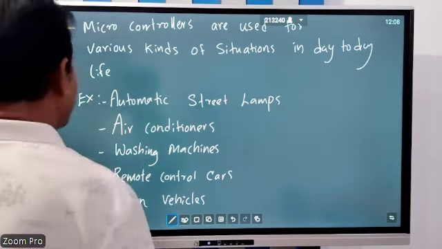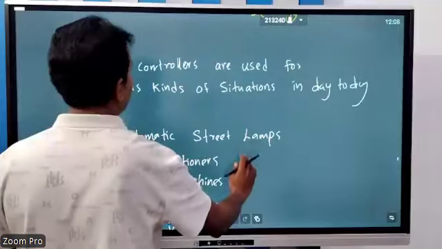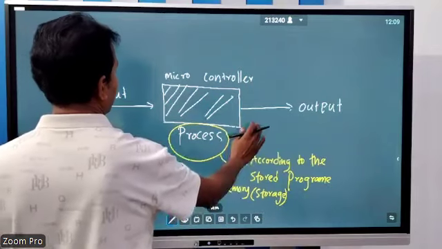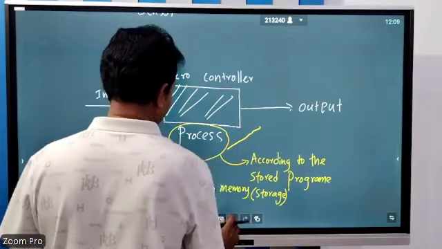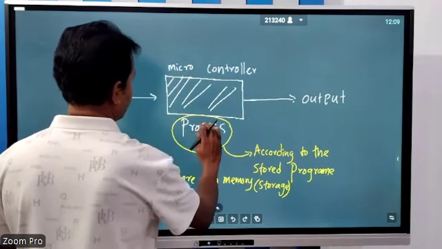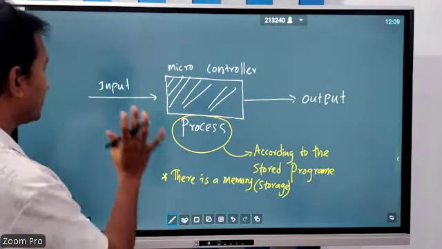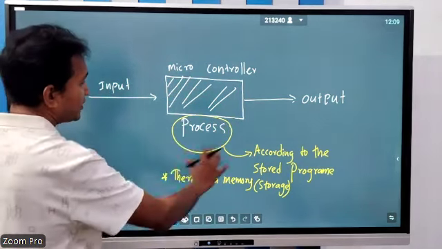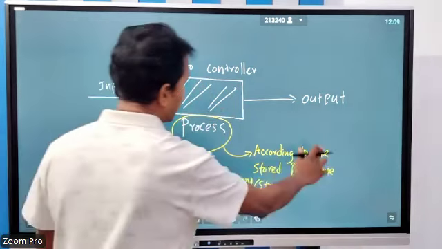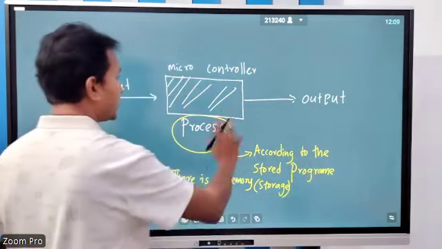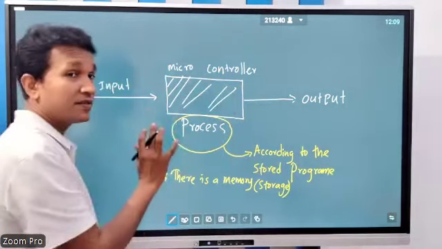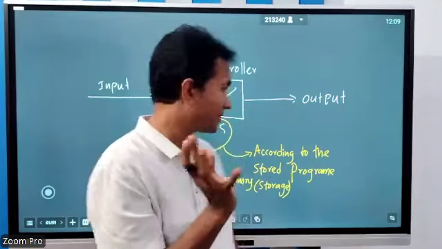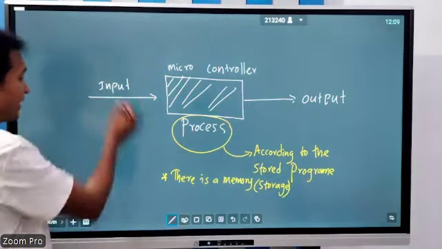Okay, right? Then you can write this thing. Here is the process of the microcontroller. It will get the input, right? And it will process that input according to the stored program, right? So there is a stored program. Remember that, right? How does this get the input?